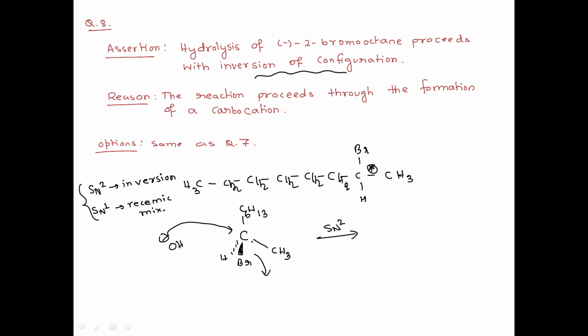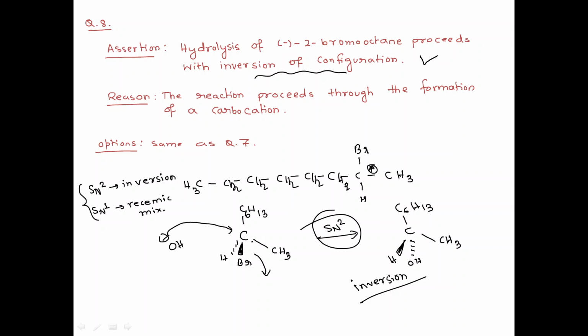So here, if OH minus attacks and Br minus leaves, following the SN2 pathway, what will form? C6H13, CH3, then OH goes below and hydrogen goes above. So inversion happens. Inversion happens when the SN2 pathway is followed, so the assertion is true.